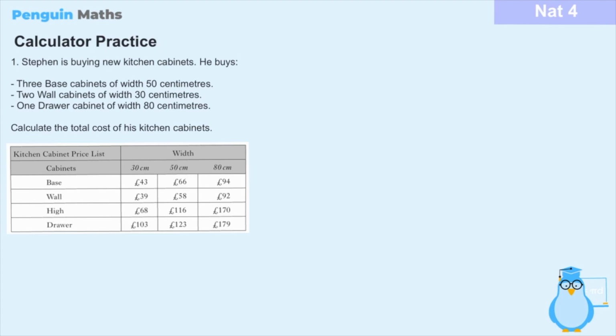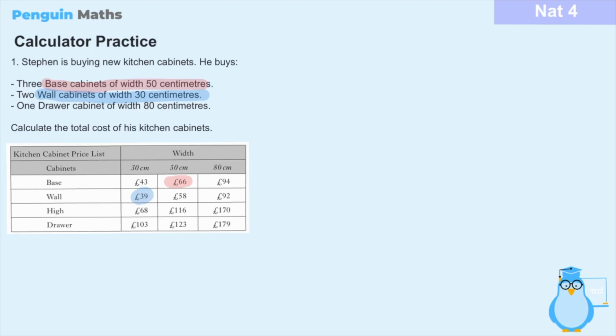So let's begin by looking at the first one. We are told that we have 3 base cabinets of width 50cm. Now we can see here's the base cabinets, and for 50cm it's going to be this value right here, so that's £66. Next we have wall cabinets of width 30cm. So again here we have wall, and here is the width of 30cm, so that means it's going to be this value here of £39. So let's just highlight that.